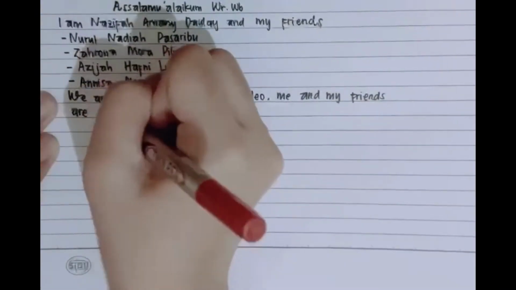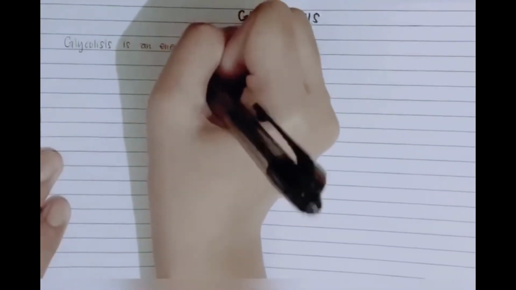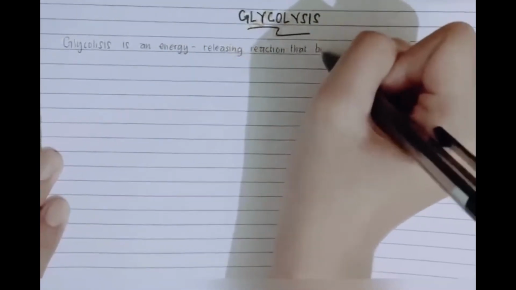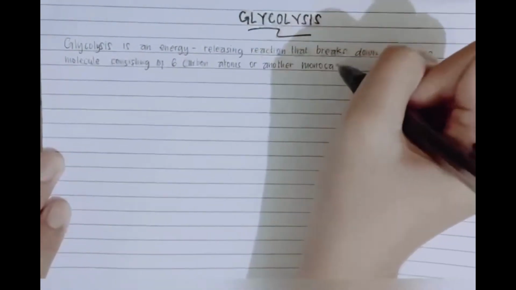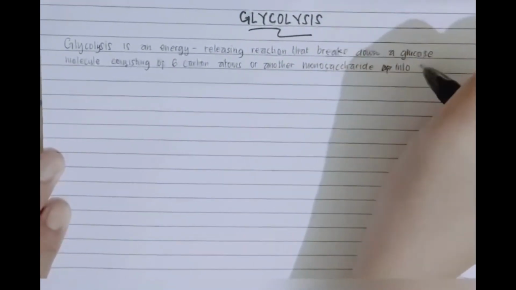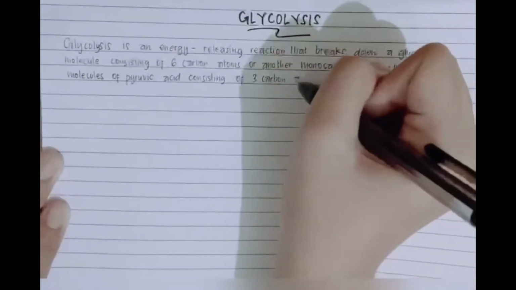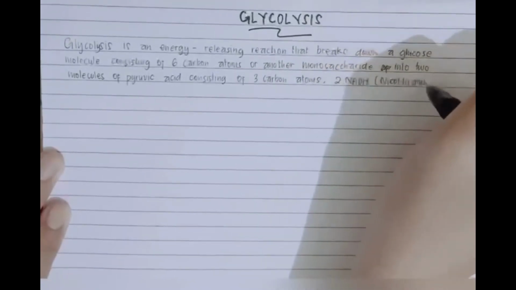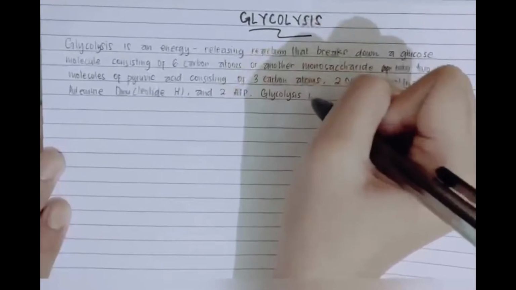In this video, me and my friends are going to explain to you about glycolysis. Glycolysis is an energy-releasing reaction that breaks down a glucose molecule consisting of 6 carbon atoms, or another monosaccharide, into 2 molecules of pyruvic acid consisting of 3 carbon atoms, 2 NADH or nicotinamide adenine dinucleotide H, and 2 ATP.